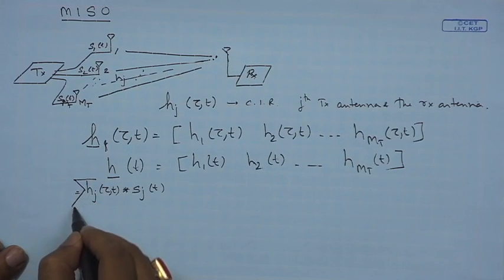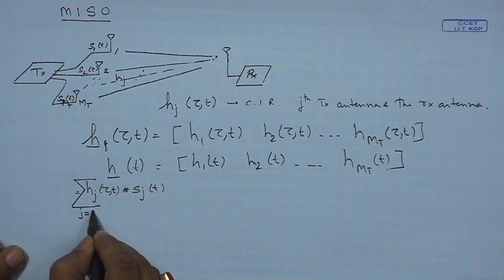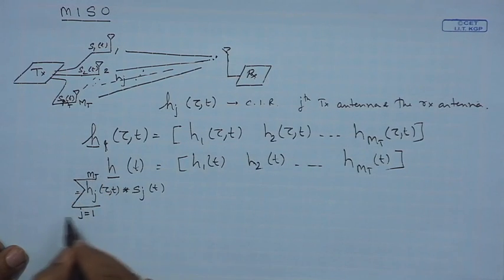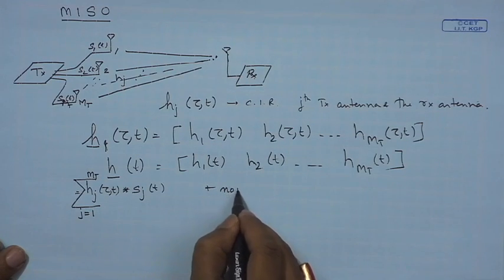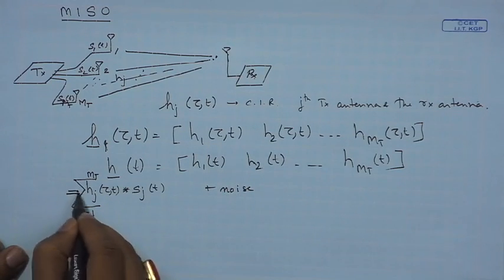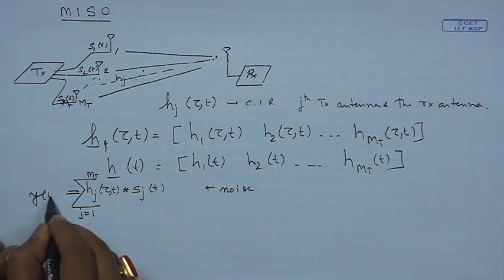So we have a summation of j equals 1 to M_T, right? And of course there is some noise. So this is the received signal y(t).